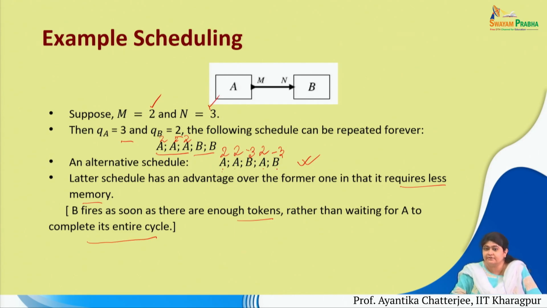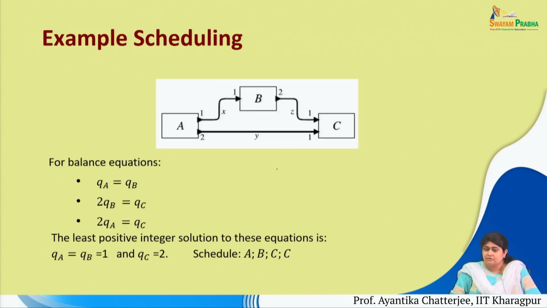So especially for the second one, A is not completing its entire cycle, but B can consume whenever as many tokens as it requires for the initial firing that it is getting. Okay. So this is one example scheduling. Now we will see some other arrangements.